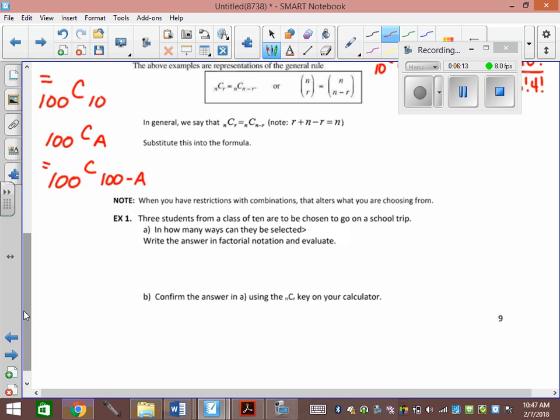Example 1. 3 students from a class of 10 are chosen to go on a school trip. In how many ways can they be selected? Is there anything special about the school trip? Are those 3 students any more special if you're picked first, second, or third? No, you get to go or you don't. So it's just going to be 10C3, or 10C7, all the same thing, right?